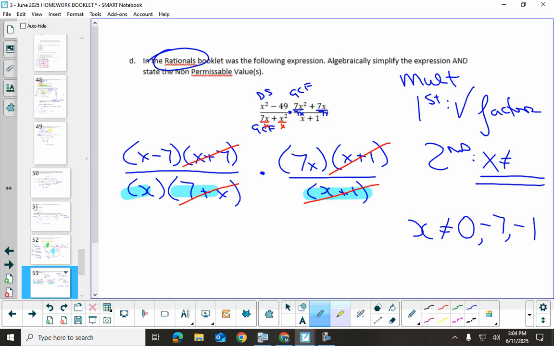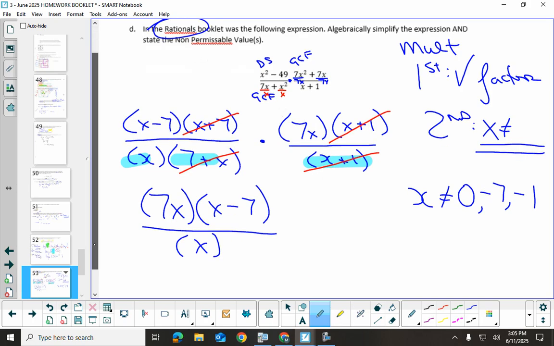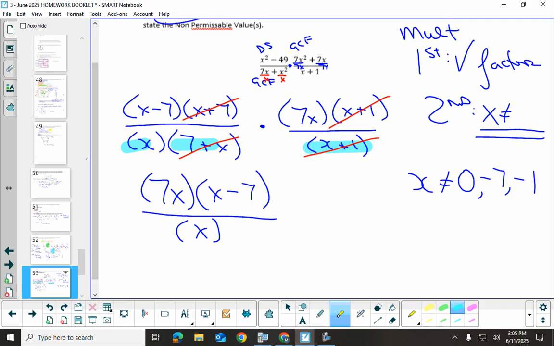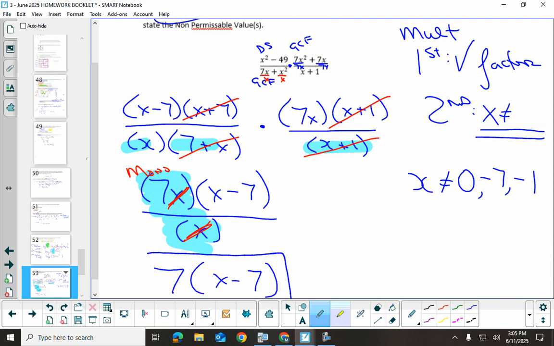So what I've got here is a 7x and an x minus 7. Here I've got an x. Now, last thing, those are monomials. If you end up with any monomials, take them down as well. The x's cross off, so you're just left with that.